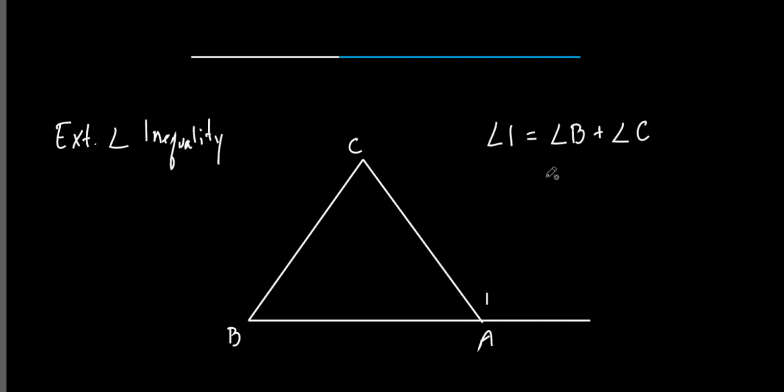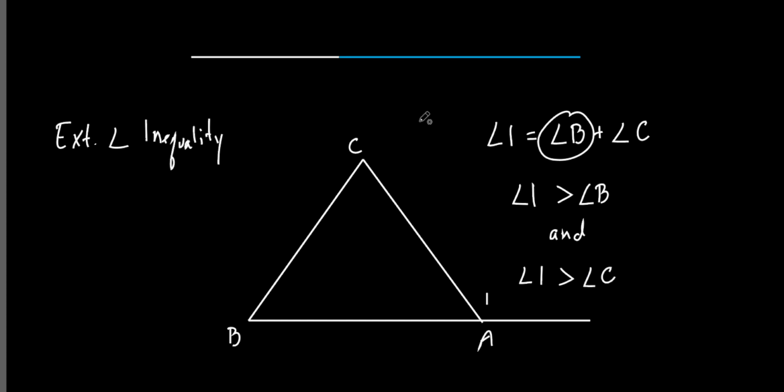So what could we say here then? According to that comparison property that we did earlier, if angle B plus angle C adds up to be angle 1, what could we say about these? Let's compare angle 1 to just one of these. What would I say about angle 1? Would it be equal to angle B? It'd be greater than, that's right. Angle 1 right here has to be greater than angle B. And angle 1 also has to be greater than what else? Angle C, very good. Do you see how that comparison property comes into play here?